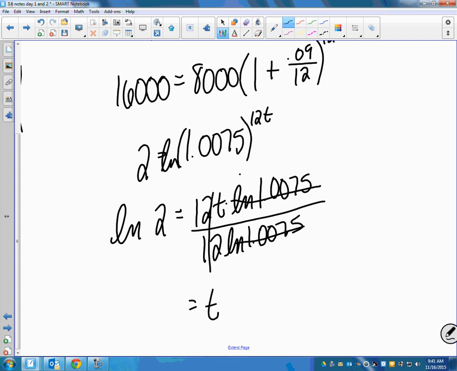But if you're going to do it all at once, again, I feel like a part of this chapter is getting better with our calculators. When I divide by 12 times ln of 1.0075, order of operations says that you multiply and divide per month, right? So if you just type in your calculator 12 divided by, ln of 2 divided by 12 times ln of 1.0075, it's not going to give you the right answer.